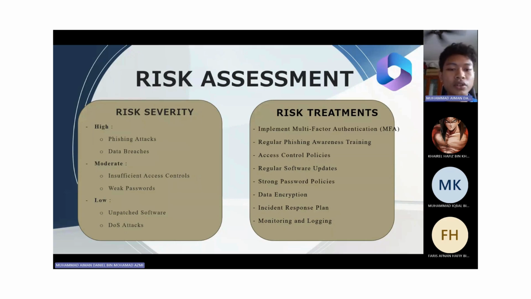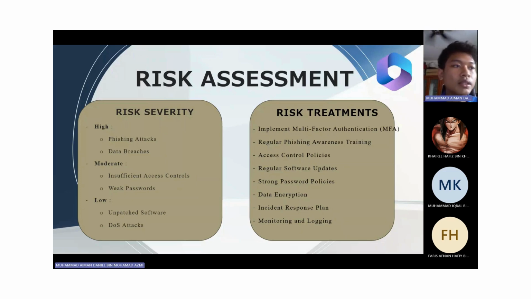So for the risk severity, for the high part, as you all know, the impact of a phishing attack is going to be high, and a stolen credential can lead to significant data breaches. So we can lose very important data if we get phishing attacks. And the next one is data breaches. It is also high due to the severe consequences on data privacy and company reputation.